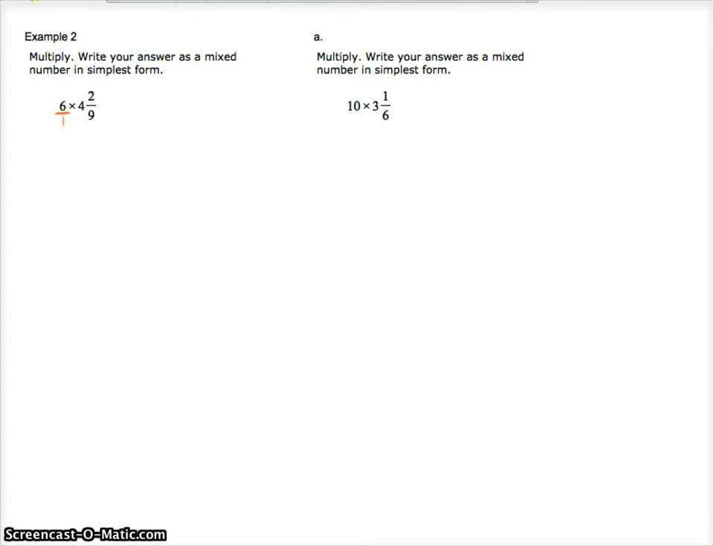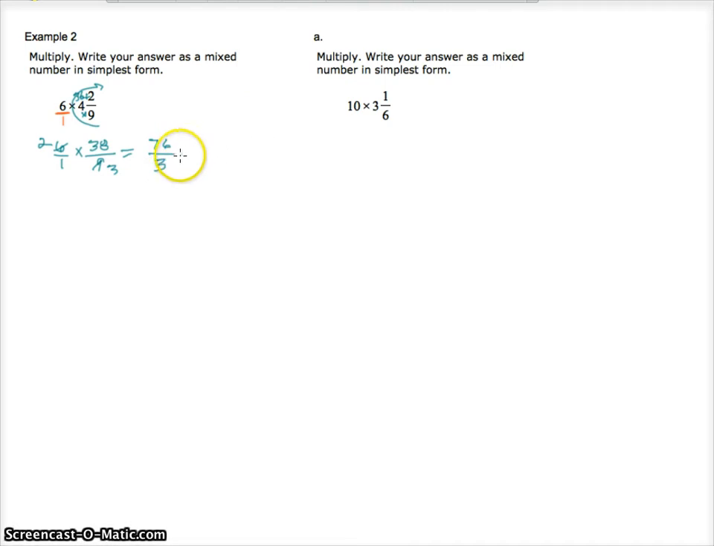The first thing I want to do is fishhook. 9 times 4 is 36, plus 2 gives me 38. So I'll have 6 over 1 times 38 over 9. Now I can cross reduce. 6 and 9 both have 3. 6 divided by 3 gives me 2. 9 divided by 3 gives me 3. And now I can multiply straight across. 2 times 38 is 76, and 1 times 3 is 3.